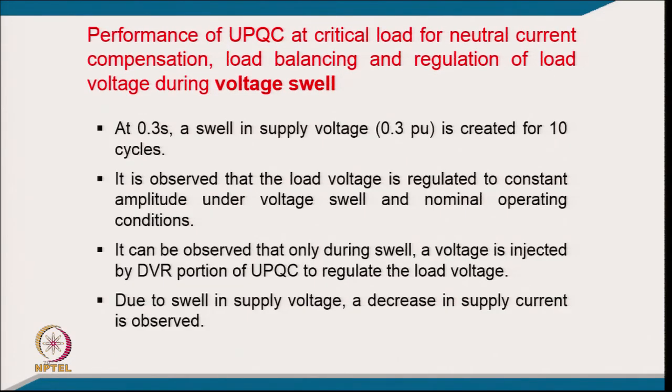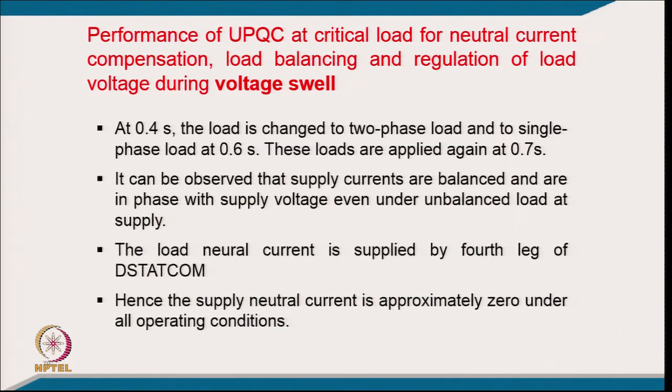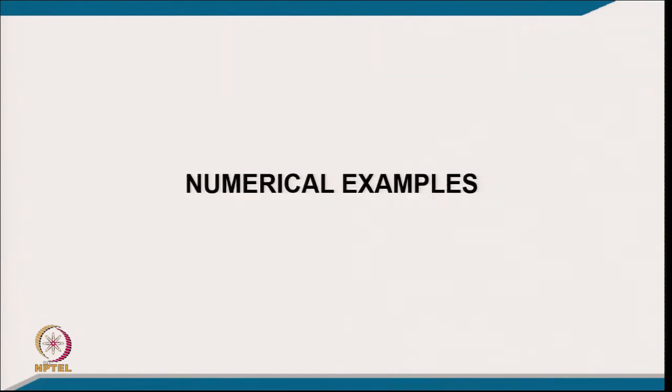These are the observations: a voltage swell of 0.3 per unit is applied for 10 cycles, and you observe that the load voltage is regulated at a constant amplitude under the voltage swell and nominal operating conditions. It can be observed that only during the swell, a voltage is injected by the DVR portion of the UPQC to regulate the load voltage, and due to the swell in supply voltage, a decrease in supply current is observed. Then the load is changed at this time to two phase and then single phase, and these loads are applied again back. It can be observed that the supply currents are balanced and in phase with the supply voltage even under unbalanced load, and the load terminal neutral current is supplied by the fourth leg of the D-STATCOM, as the supply neutral current is approximately 0 under all operating conditions.